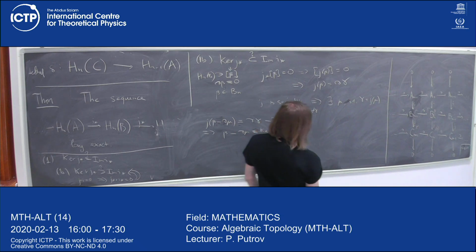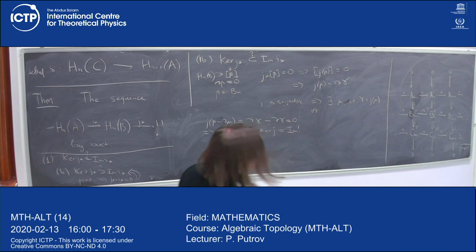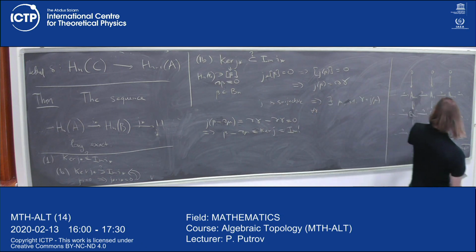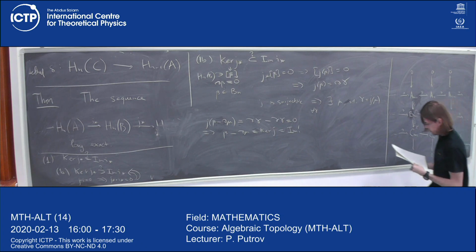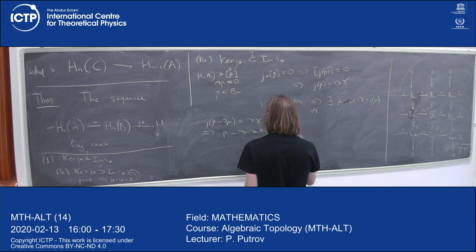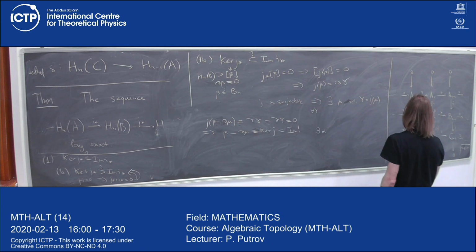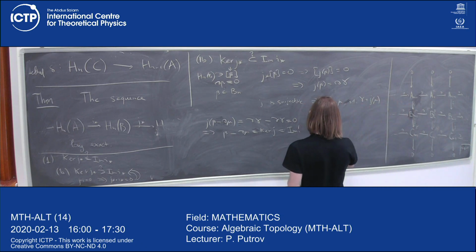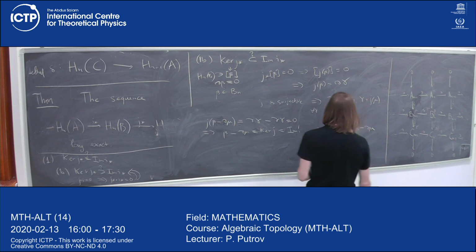But you know that this is a short exact sequence, so the kernel of J is the image of I. So since this difference is in the image of I, there exists alpha such that I of alpha is equal to beta minus d mu. Okay.